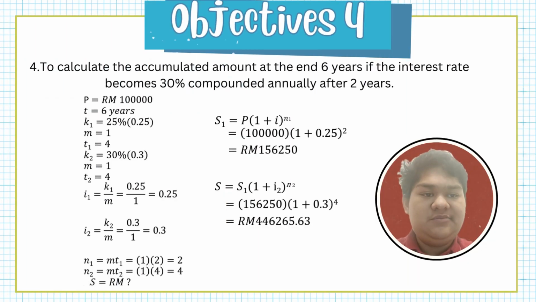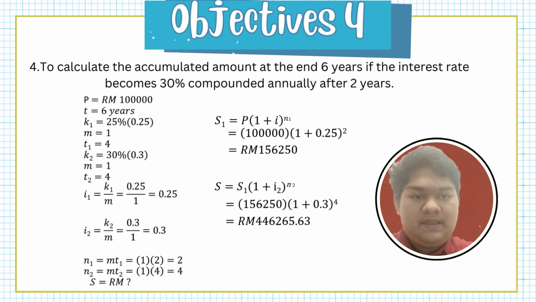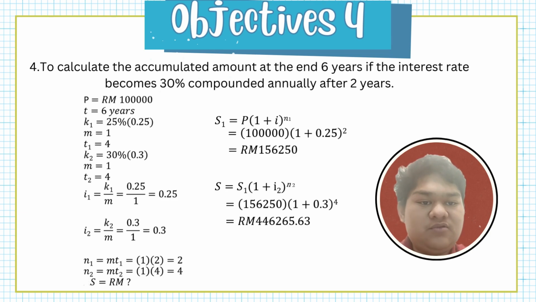Objective 4, to calculate the accumulated amount at the end of 6 years if the interest rate becomes 30% compounded annually after 2 years. S1 is equal to P times in bracket 1 plus I close bracket to the power of N1. S1 is equal to 100,000 times in bracket 1 plus 0.25 close bracket to the power of 2. S1 is equal to 156,250 ringgit.